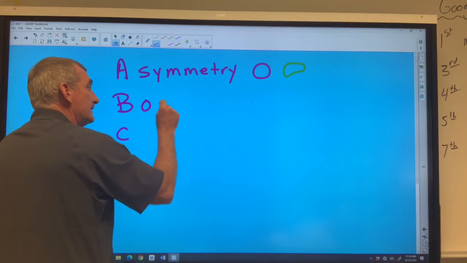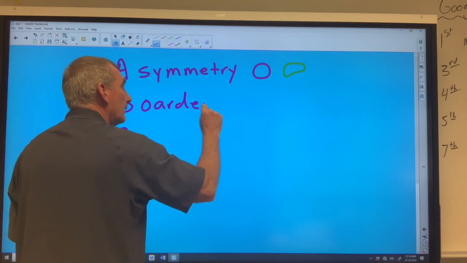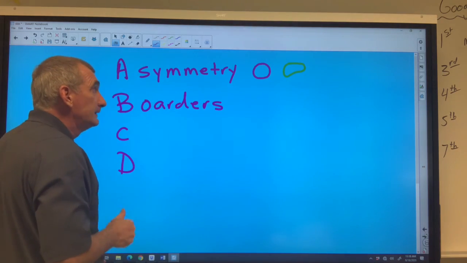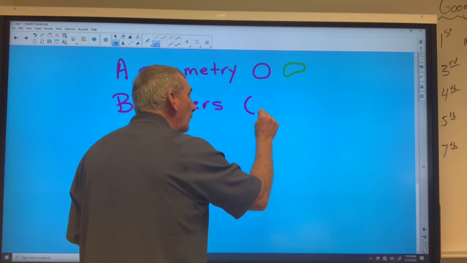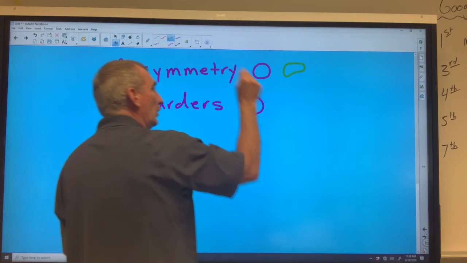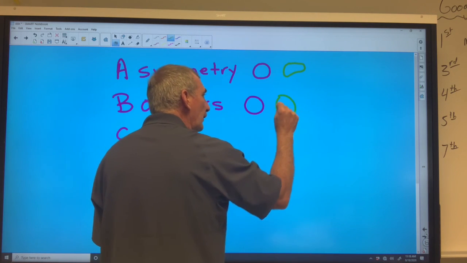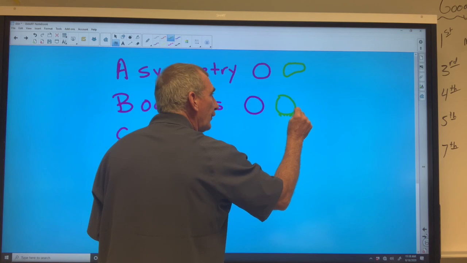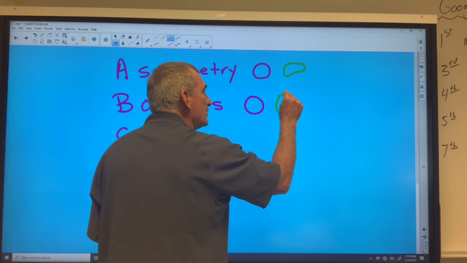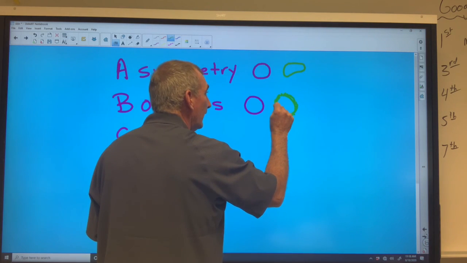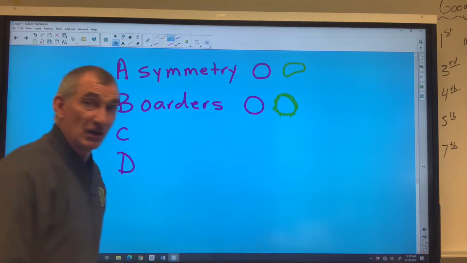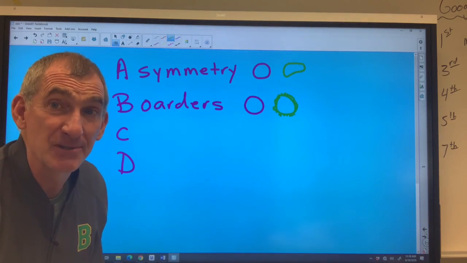Kate, B stands for borders. Kate, they say that if you have a freckle or a mole, okay, it's symmetrical, but then all of a sudden what happens is that the borders seem to be fringing out. Oh no, Kate, this is a warning sign. I think it's starting to spread. I think it's starting to become cancerous.